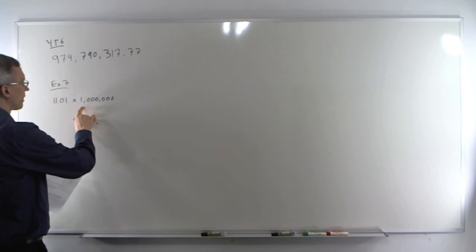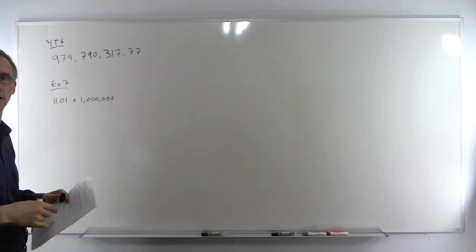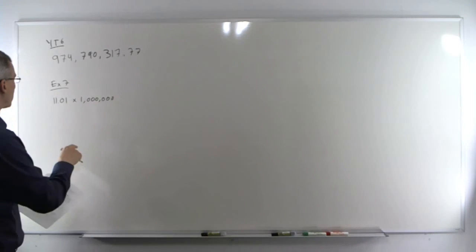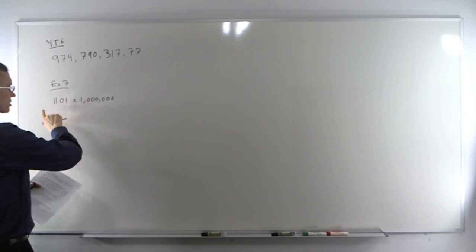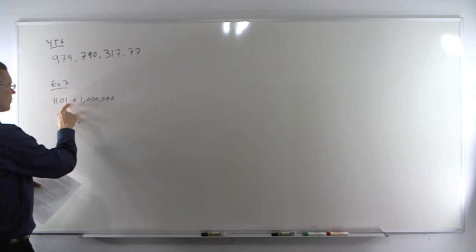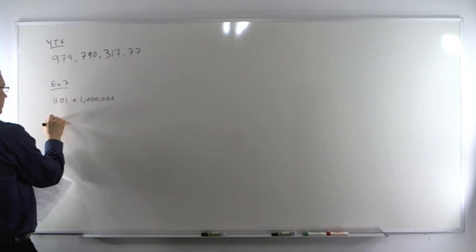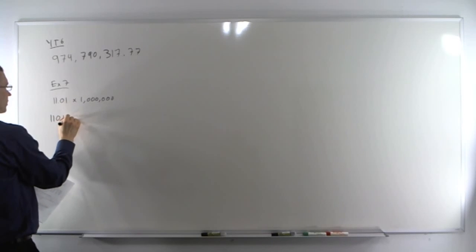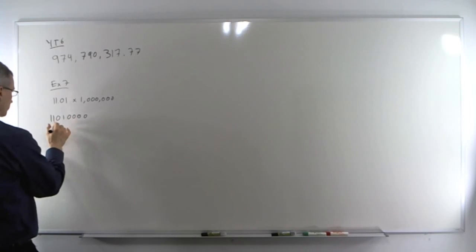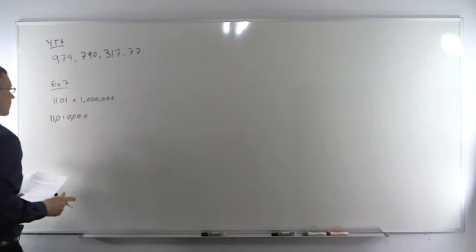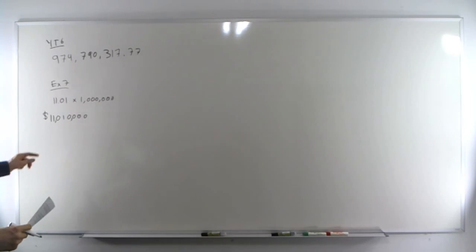Now, an easy way to multiply by a number like this is to count the number of zeros. And that's how many places you move the decimal. So we take the decimal here and move it 6 to the right. We're going to make this number bigger, so we have to move it to the right. 1, 2, and then 3, 4, 5, 6 is going to be 4 more zeros. So we get 11, 0, 1, 0, 0, 0, 0. So the actual sales are 11,010,000.